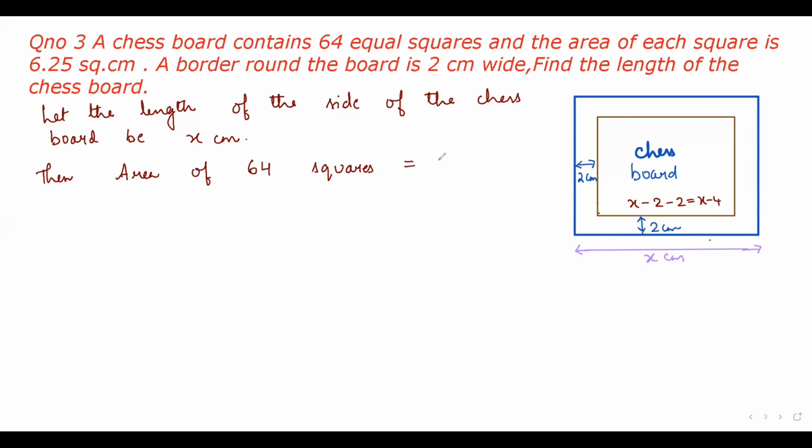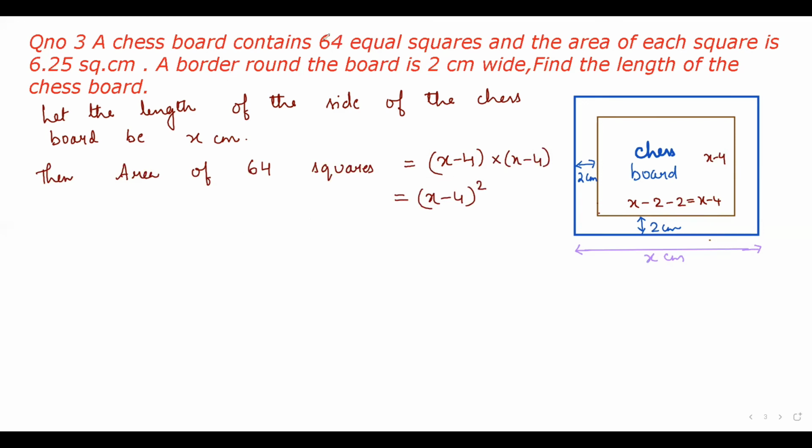So it will be x minus 4 and we know that area of a square is side into side. So one chessboard is a square, its one side is x minus 4, so this will also be x minus 4. Area will be side into side, so x minus 4 into x minus 4, that will be x minus 4 whole square, right.